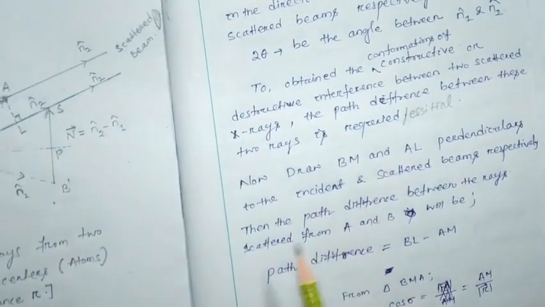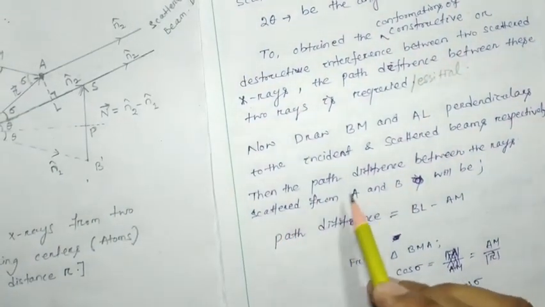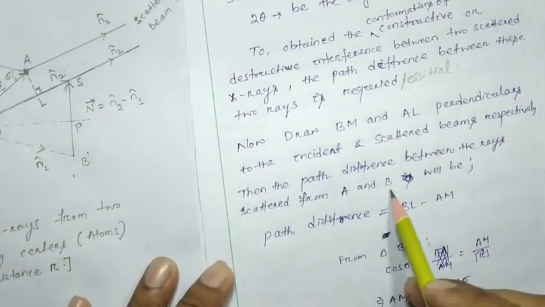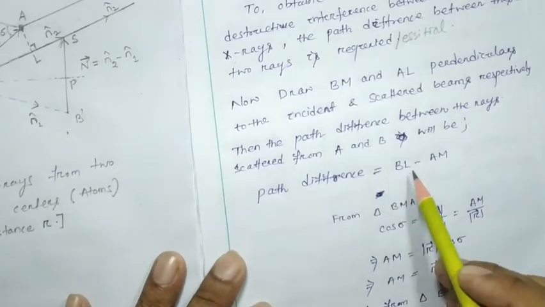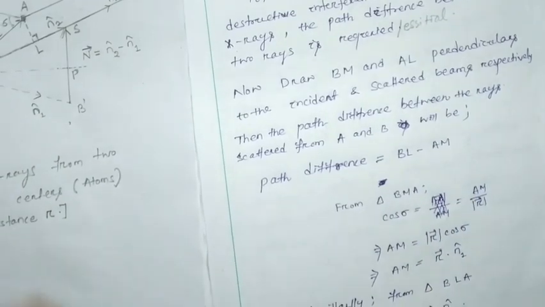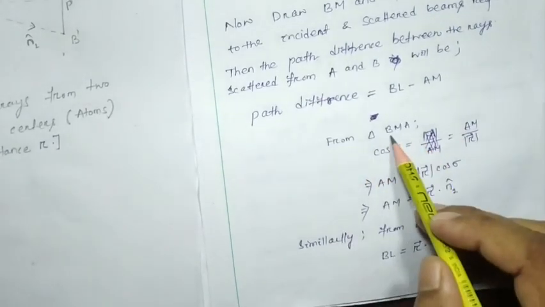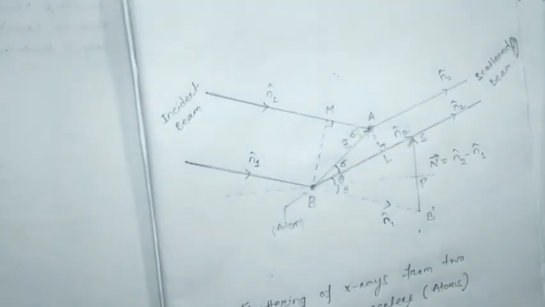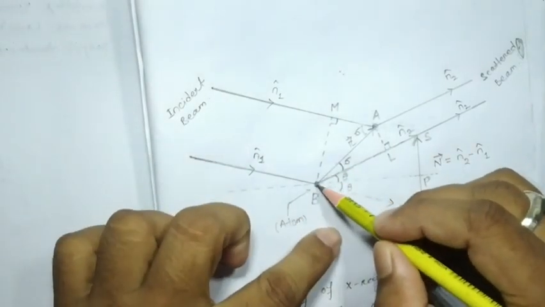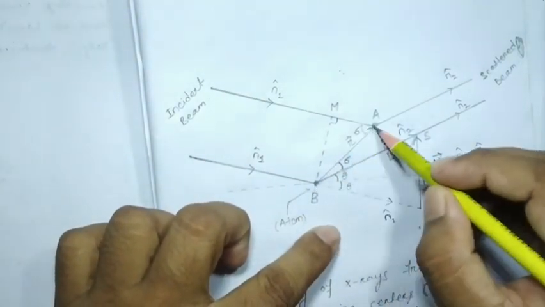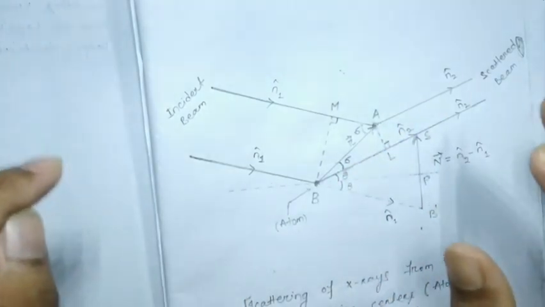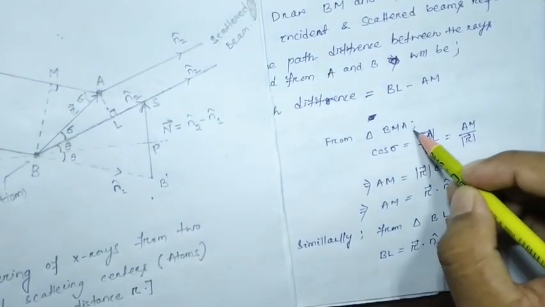Okay, the same thing I have written over here. The path difference between the rays scattered from A and B will be path difference equal to BL minus AM. Now from the triangle BMA, and this is the position vector. B to A is the position vector, meaning from one atom to another atom. So now consider what I told, that BMA.